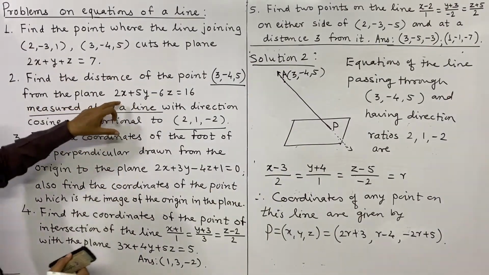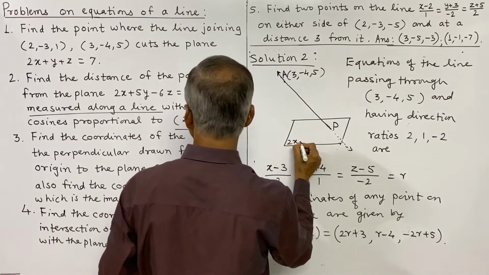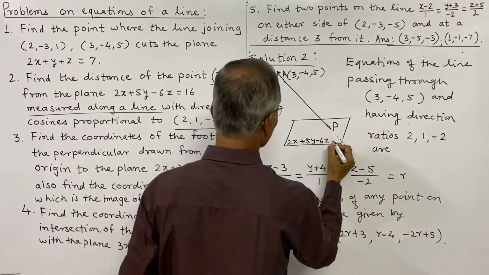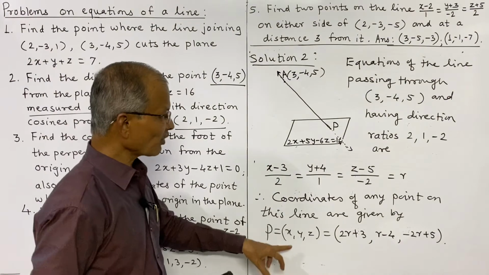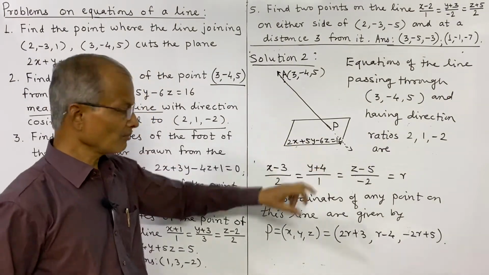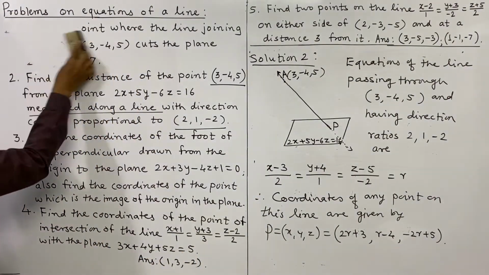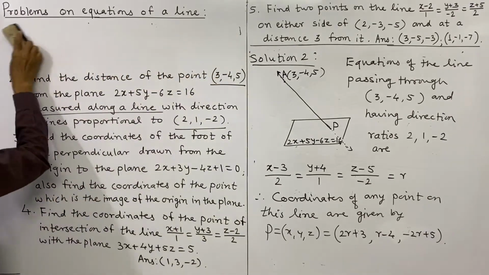The equation of the plane is 2x plus 5y minus 6z is equal to 16, and therefore if this point lies on this plane, then it must satisfy the equation of the plane. So we can write, now I shall remove this first and write here. First problem I will remove.